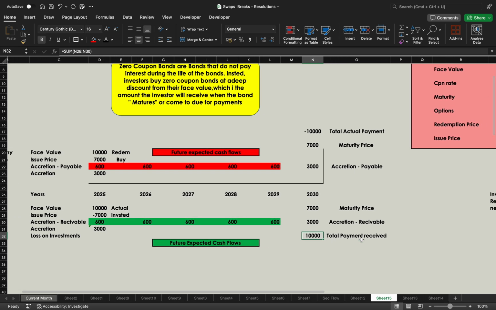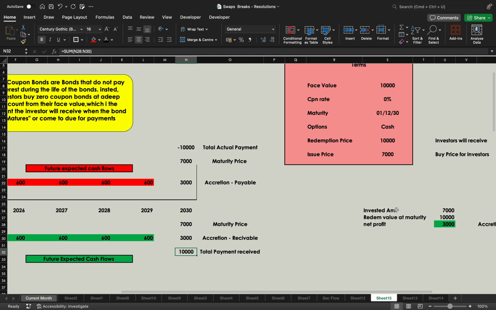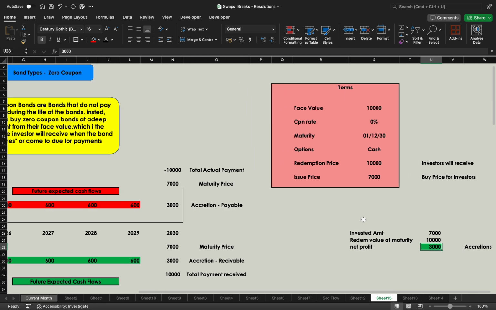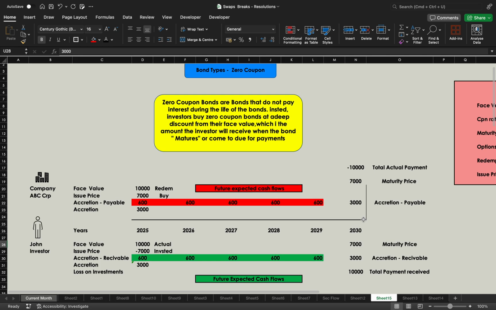Now, what is the investor's gain actually? The investor invested 7,000 and the value at redemption is 10,000, so the net profit is 3,000. This 3,000 will be treated as accretion. Accretion is nothing but the incremental value of the bond investment. This is how the accretion flow looks.